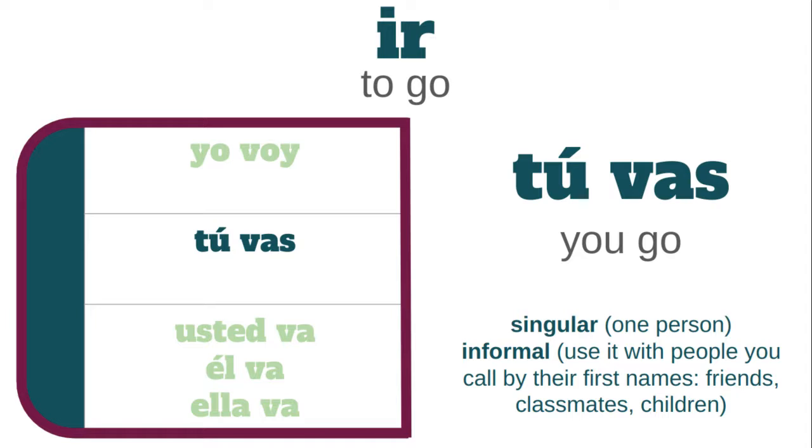Tú vas. Tú vas means you go. And it's the tú form. And so we use that when we're talking to one person, if we want to say you go, to one person in an informal situation, such as a person that we normally call by their first name. We'd use the tú form when we're speaking to them. And so if we wanted to say to them, you go, we would say tú vas.